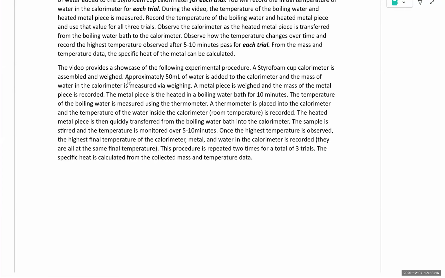Once the highest temperature is observed, we're going to record the highest final temperature of the calorimeter, metal, and water inside the calorimeter. These are all going to be at the same final temperature. This procedure is repeated 2 times for a total of 3 trials, and the specific heat is calculated from the collected mass and temperature data. I know that's a lot to take in, but let's just break it down into the component pieces.